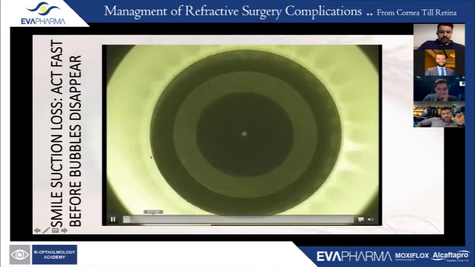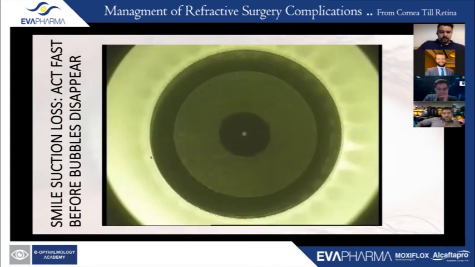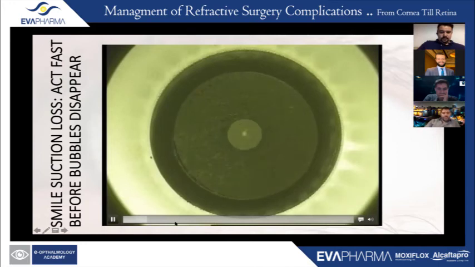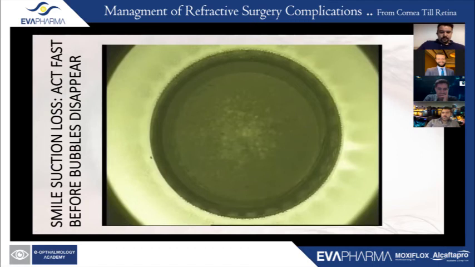And one thing that you really need to do is act fast before the bubbles disappear. In this case, the suction loss is at the incision, the SMILE incision stage. So you can see everything's going smoothly. And during that point of the SMILE incision, the patient moves. And most of this is generally because of an uncooperative patient, because you know that the vacuum that's created during SMILE is only about 35 millimeters mercury.